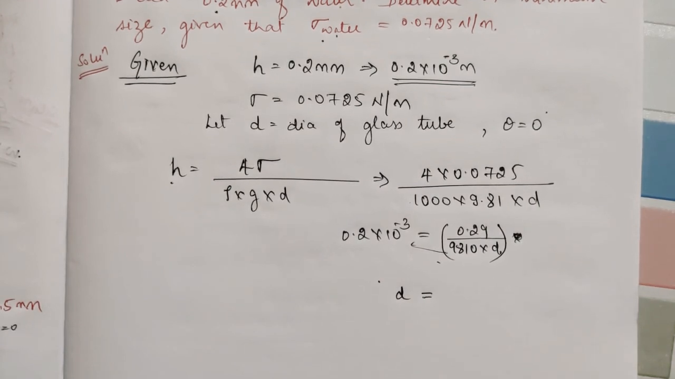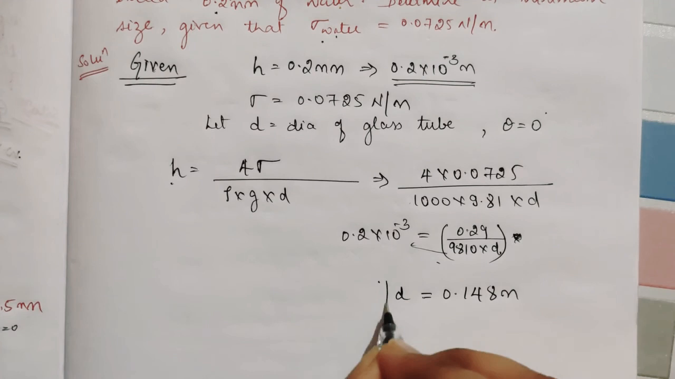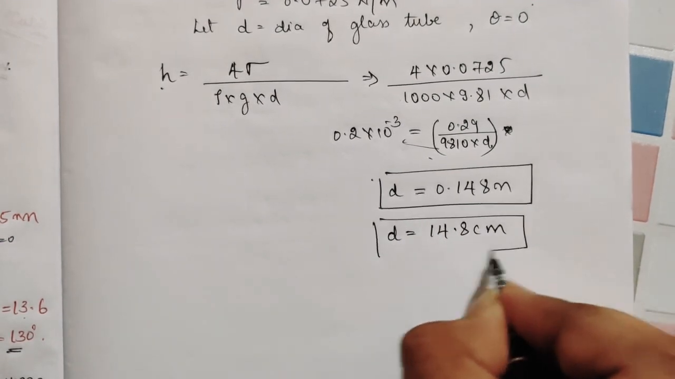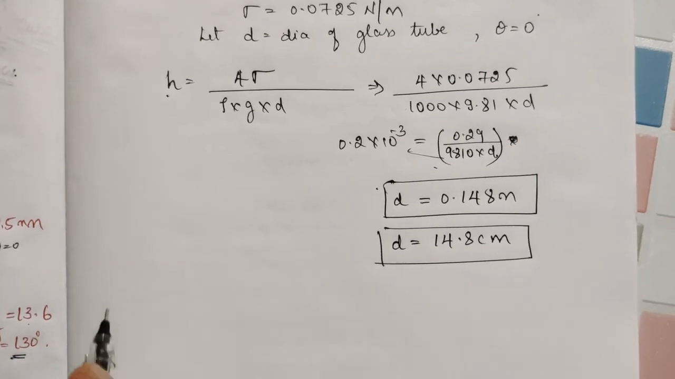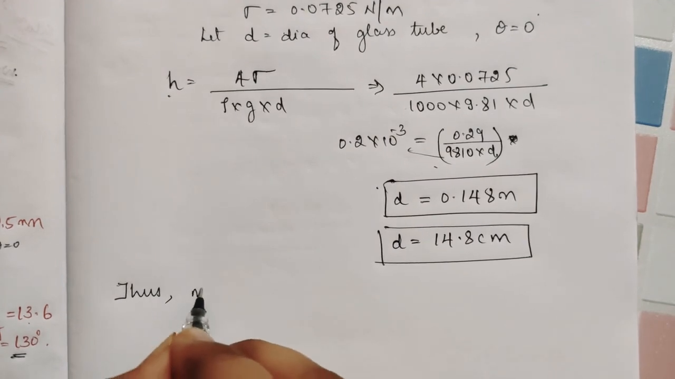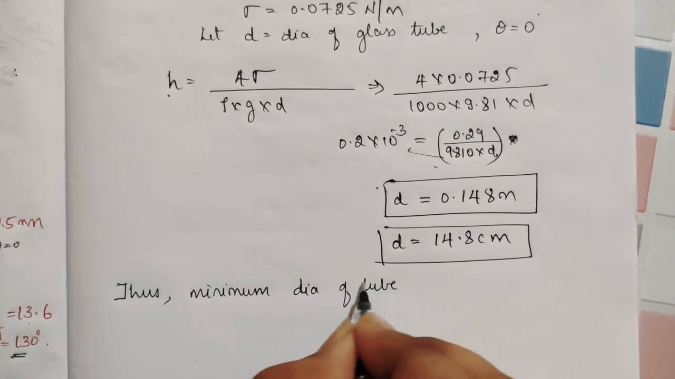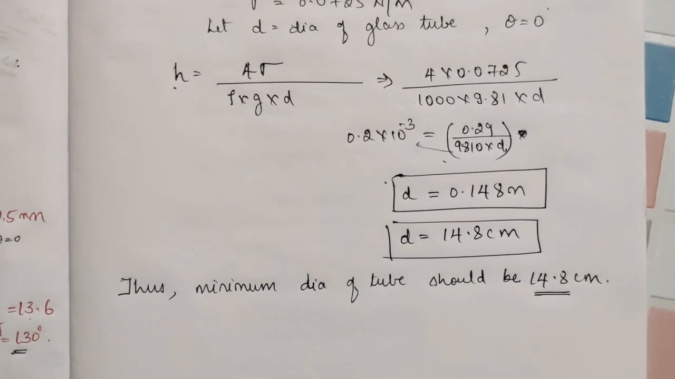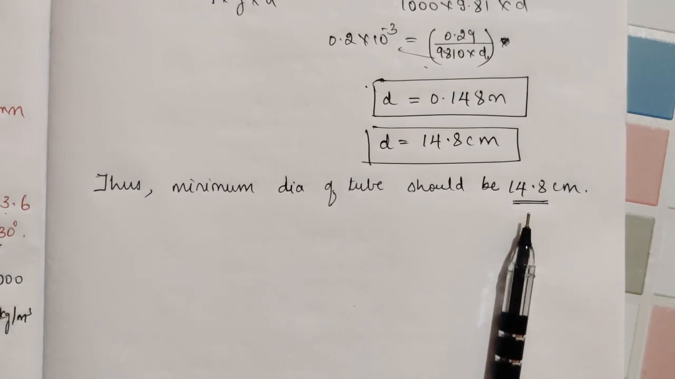So to get the value of D, just multiply here and divide by 0.29: 0.2 into 10 power minus 3 into 9810 divided by 0.29. The answer is 0.148 meter. So we can also write D as 14.8 centimeter. Thus the minimum dia of the tube should be 14.8 centimeter, because it should not exceed 0.2 mm of water. The minimum diameter which we should maintain is 14.8 centimeter.